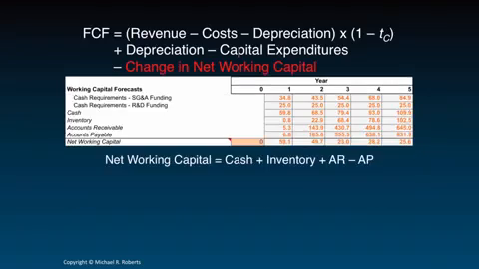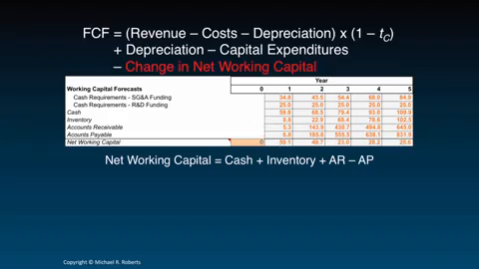And we can put this all together, our cash, inventory, accounts receivable, and accounts payable forecasts, to compute net working capital for each year. Remember, it's going to be cash plus inventory plus accounts receivable minus accounts payable. That gets us our net working capital.